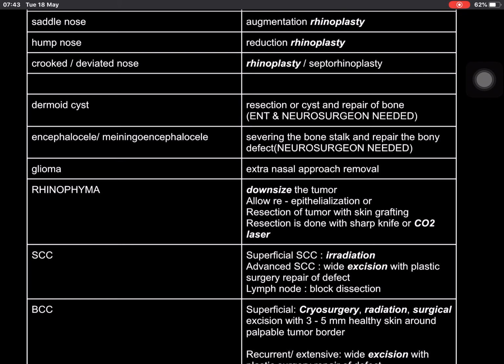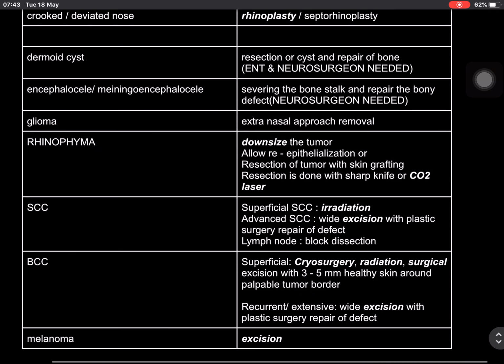An ENT surgeon and a neurosurgeon are needed because sometimes it is communicating with the meninges. For encephalocele or meningoencephalocele, there is a bony defect through which the brain herniates outside of the skull, so we have to remove it and repair the bone, right? That's it. Glioma is the same thing, but done through an extranasal approach.